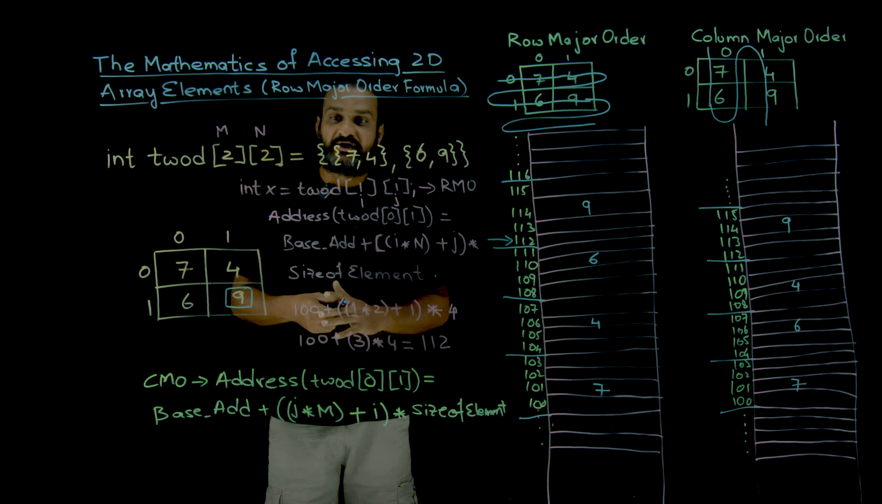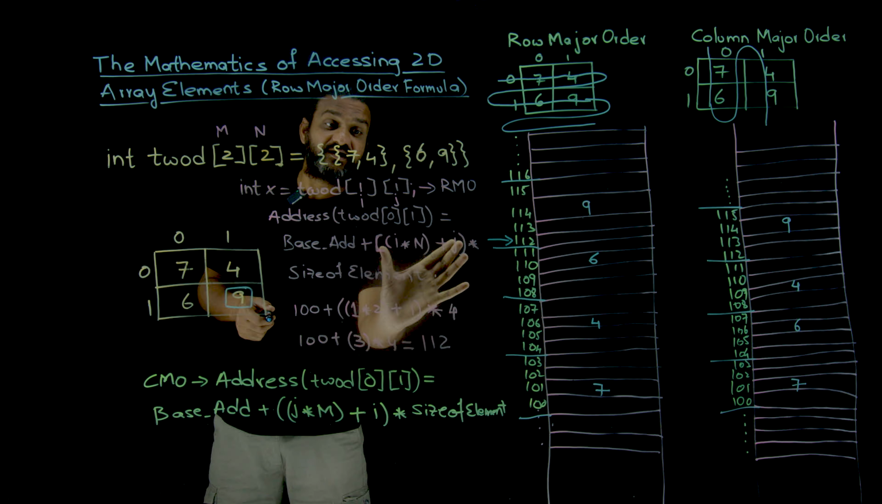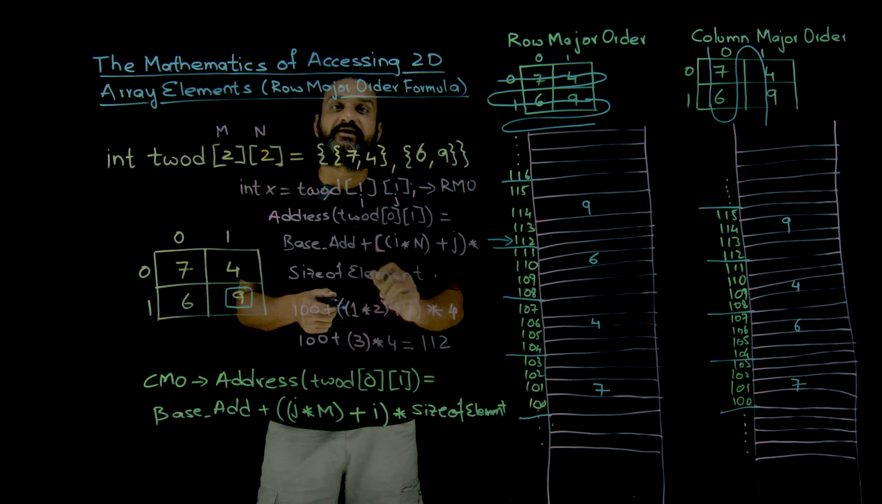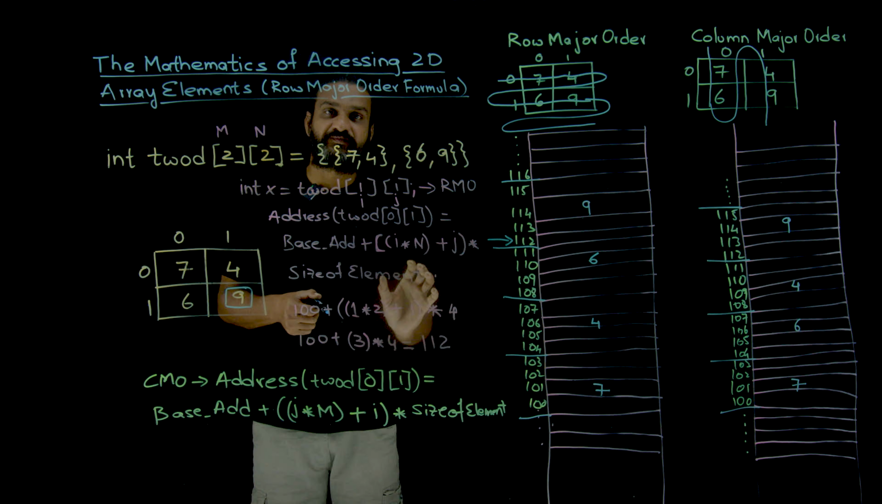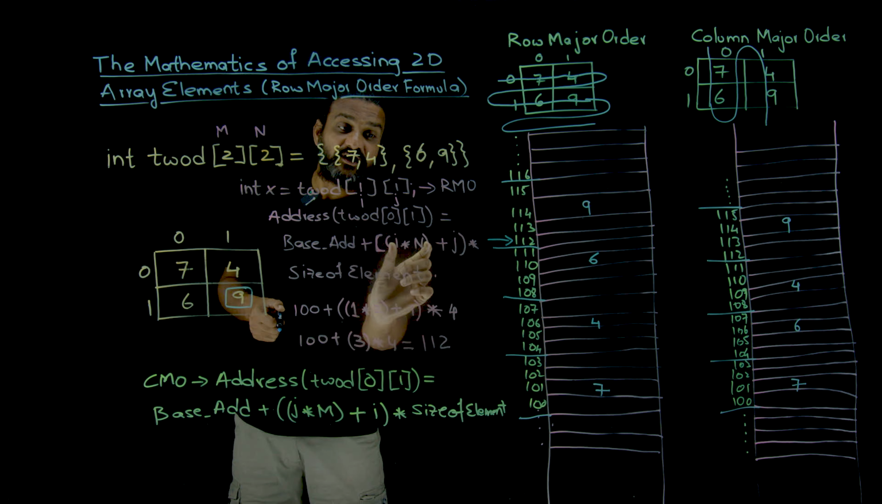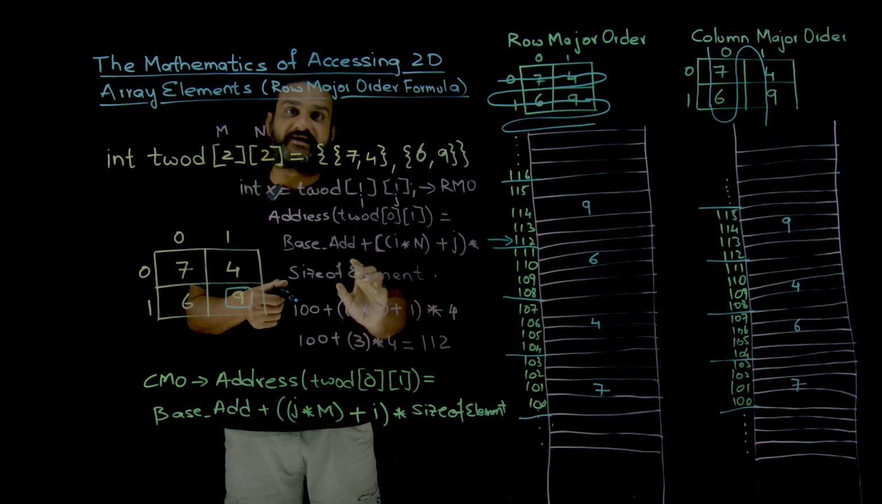Okay. So now with this understanding, we will understand the formula in a very detailed way. First we will understand this part, I into n plus j. What is this I into n? First we will understand this I into n. With this I into n, what are we going to get?